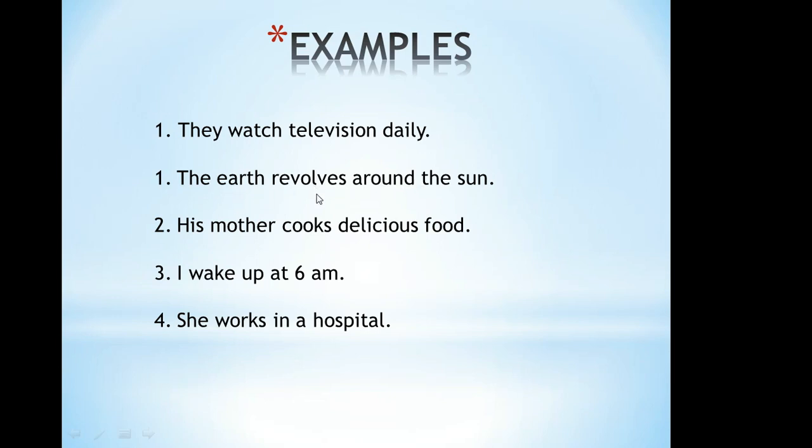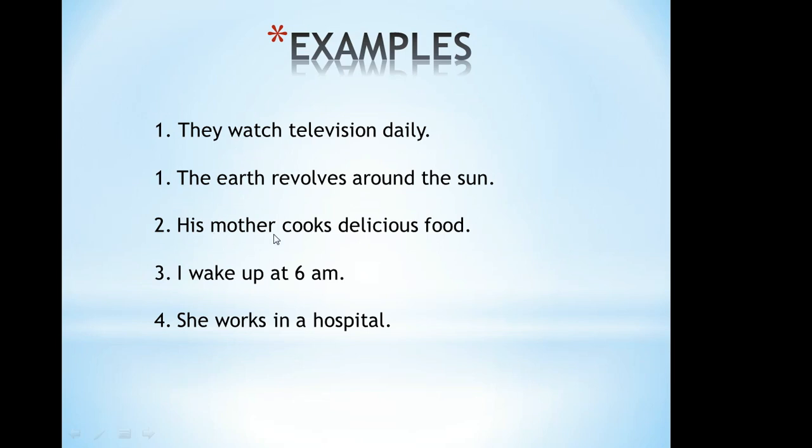It's a universal truth. Okay, so we use simple present tense when we talk about our daily routine, our habits, your likes and dislikes, and the universal truth, or something that is very true from the beginning of the earth. Like you know that earth always revolves around the sun. The sun rises from east and sets in the west. These are the universal facts, and if you want to describe a universal fact, then you use simple present tense. So this is the example. They watch television daily. This is the habit. So we are using simple present tense to tell your habits, your universal facts.